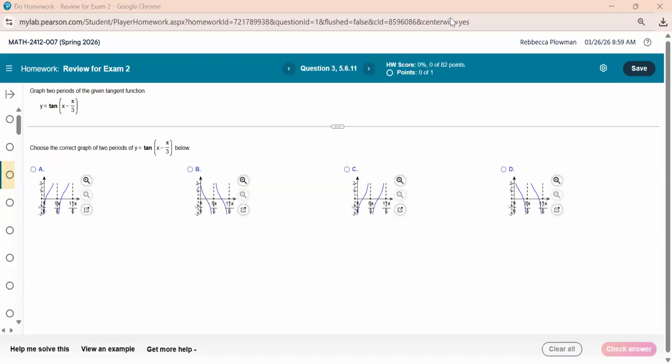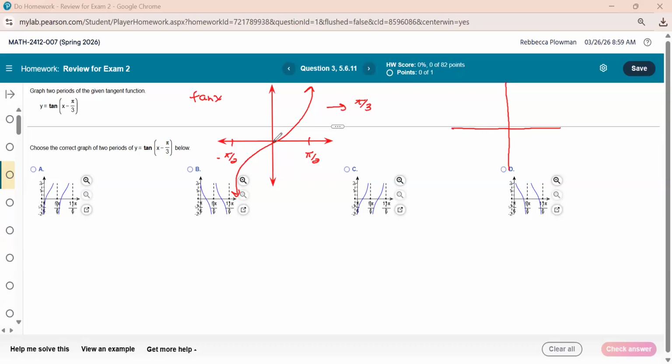All right, so here we're looking at a phase shift. And once again, we know that tangent itself should be looking like this. So it's stuck between negative pi over 2 and pi over 2. Because we add this pi over 3, that means everything moves this way by pi over 3. So we're not centered here at 0, 0 anymore. We're going to be centered here at pi over 3.